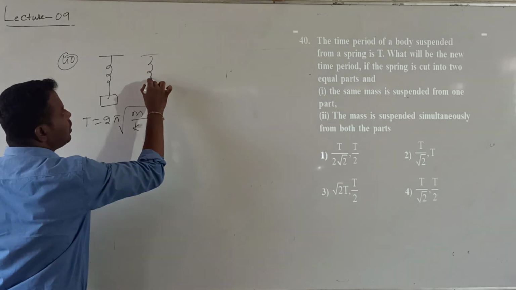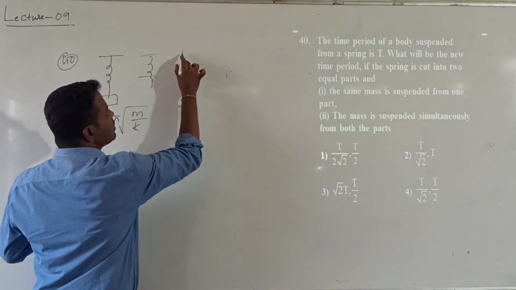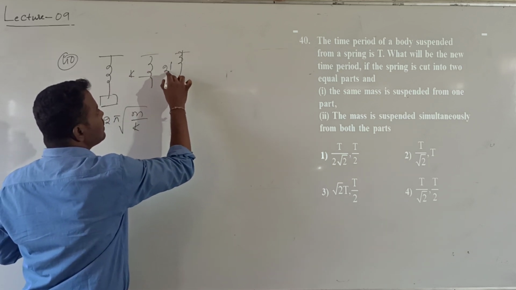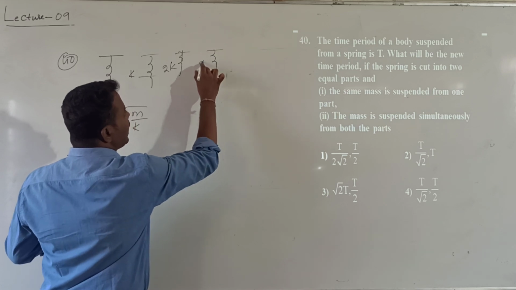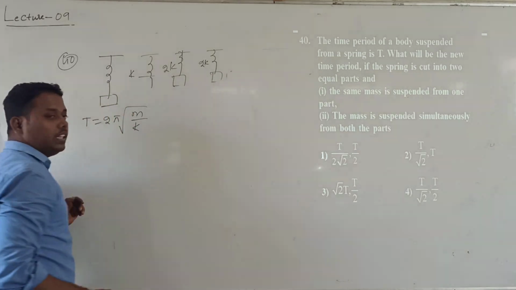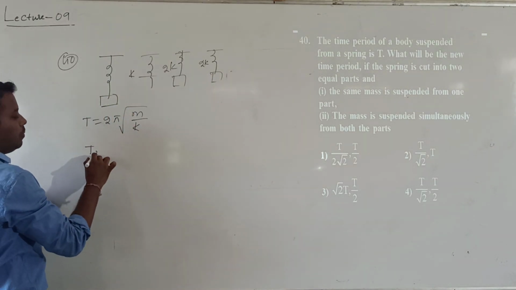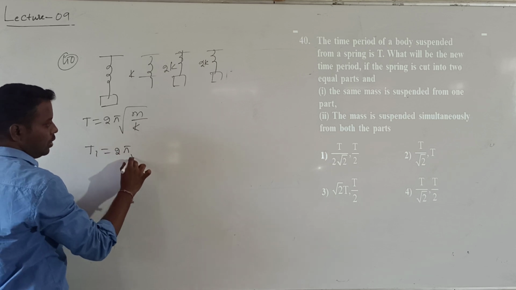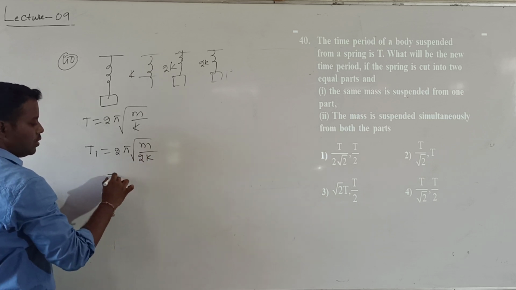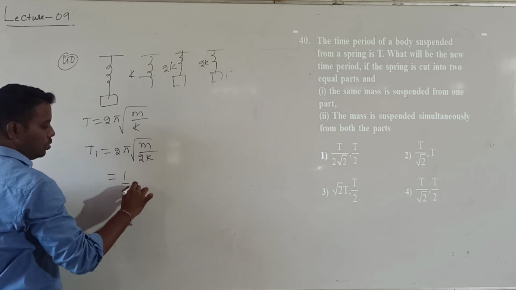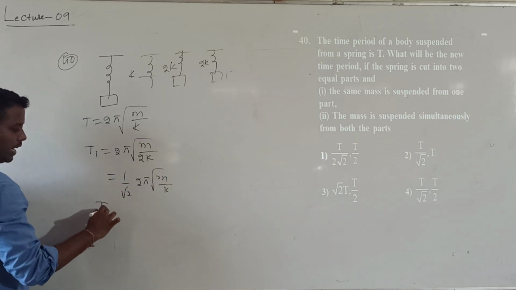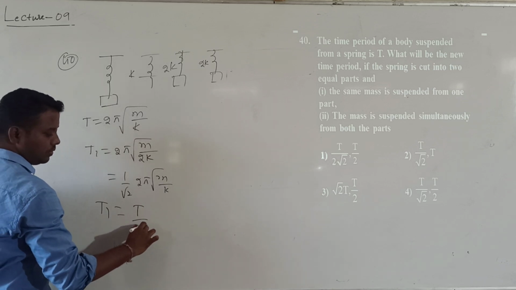Now they cut the spring into two parts. So what is the spring constant of each part? The total spring constant is k, and because we cut it into two equal parts, the spring constant will become 2k. Each part has spring constant 2k. Now the same block is attached. When the same block is attached, the time period will become T1 is equal to 2 pi into root over m by 2k. So what will we get as the answer? 1 by root 2 into 2 pi into root over m by k, which is nothing but T1 equal to T by root 2.